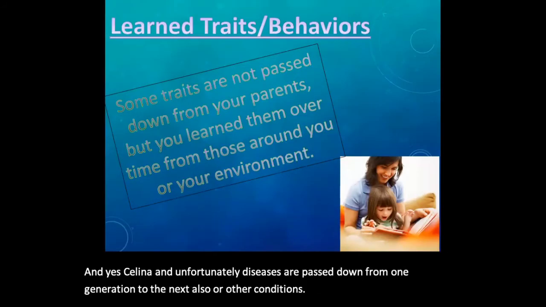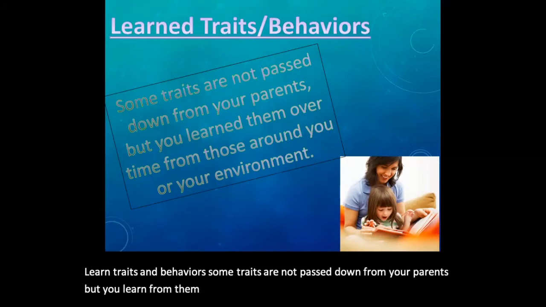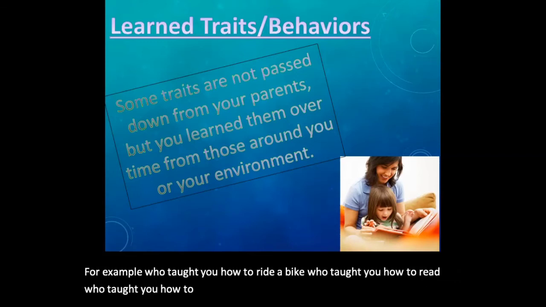Learned traits and behaviors. Some traits are not passed down from your parents, but you learn them over time from those around you or your environment. For example, who taught you how to ride a bike? Who taught you to read? Who taught you how to act? Who taught you how to swim?